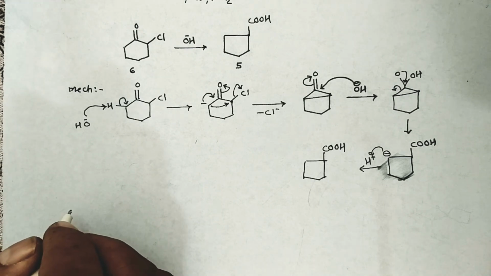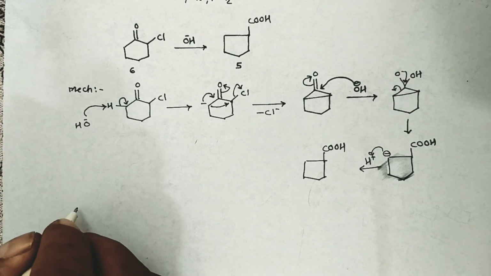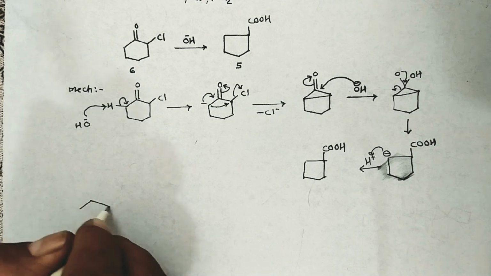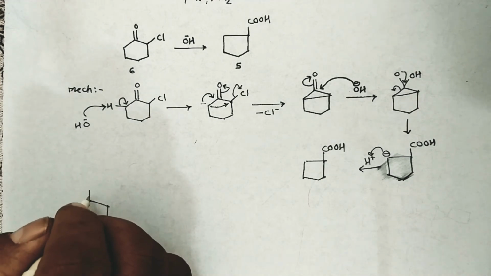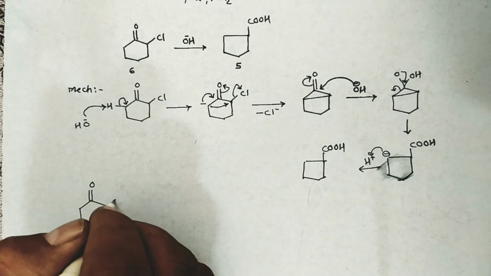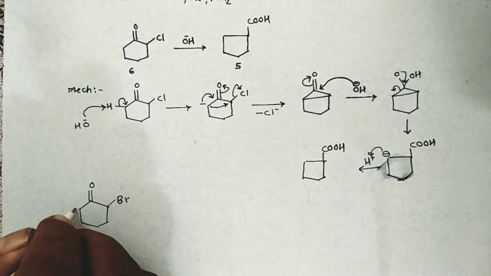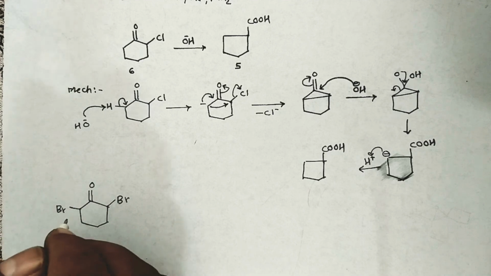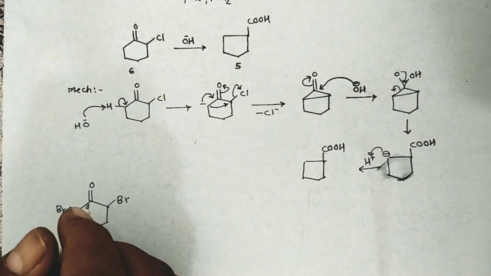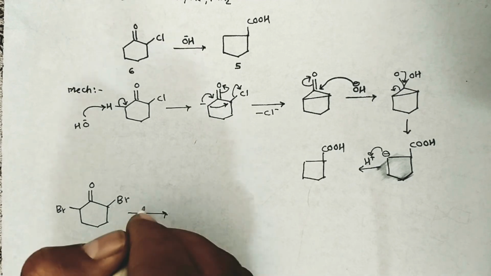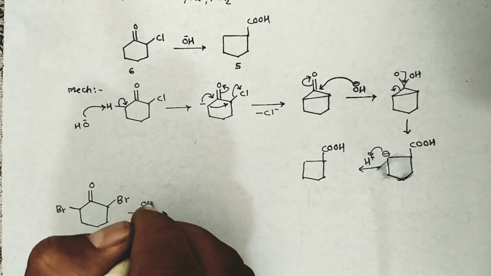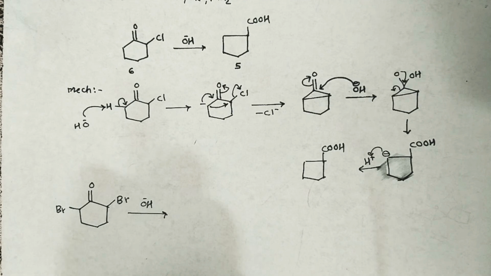Second example is dibromocyclohexanone. Suppose there are two halogen atoms on both the sides. Then what is the major product in basic medium, say OH minus?